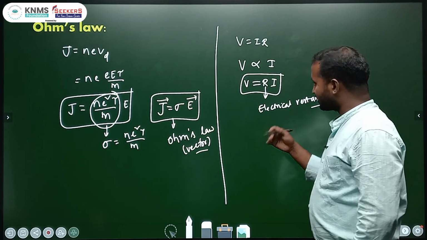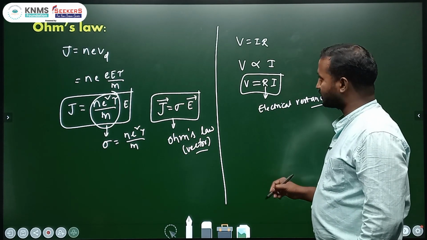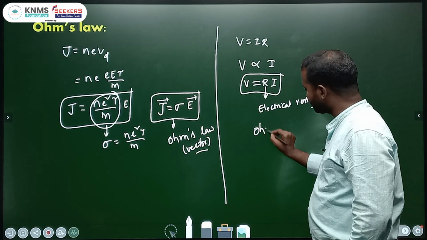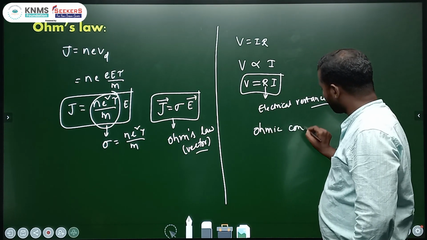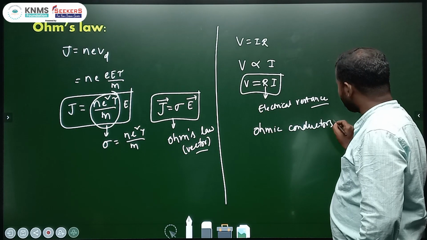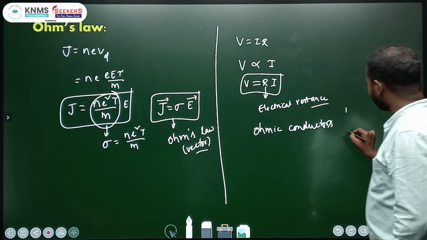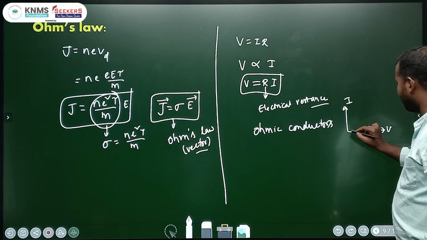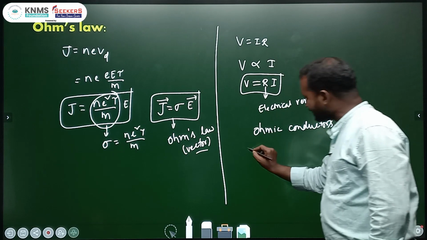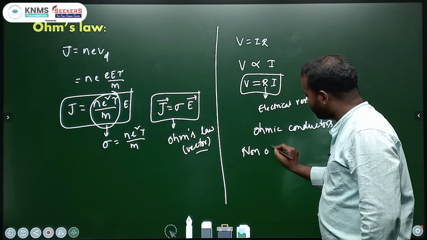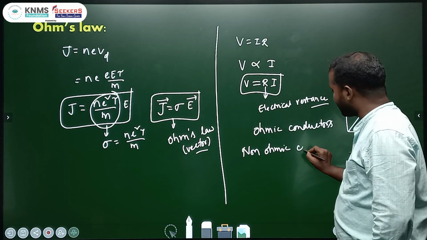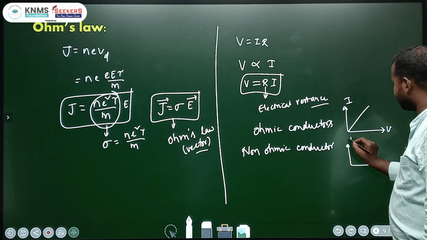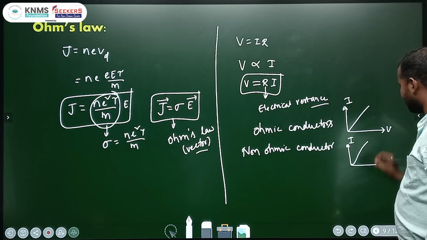Now let us discuss the details a little later. The conductors which follow Ohm's law are called ohmic conductors. So the graph of current as a function of voltage will be a straight line like this. Whereas the conductors which do not follow Ohm's law are called non-ohmic conductors. Now the graph won't be linear; it won't be a straight line. It can be something like this and so on.